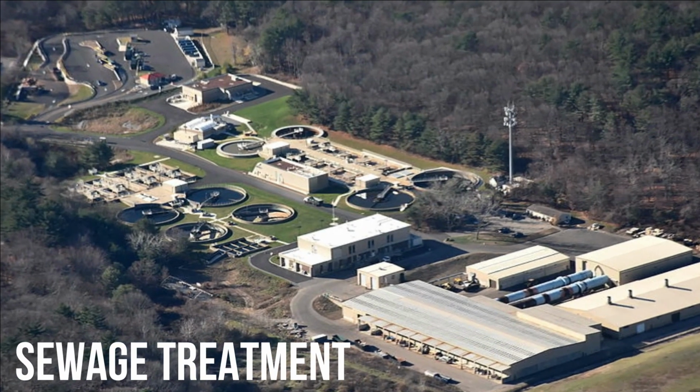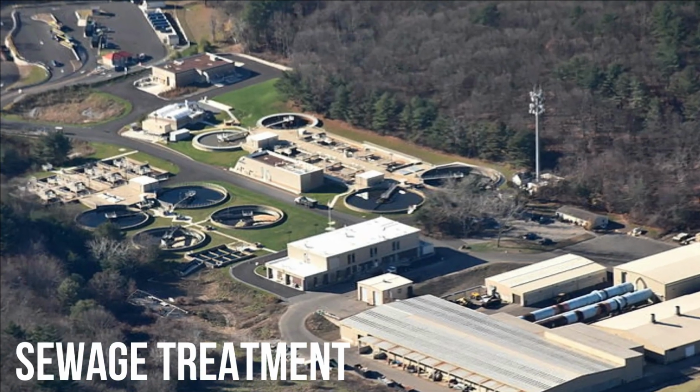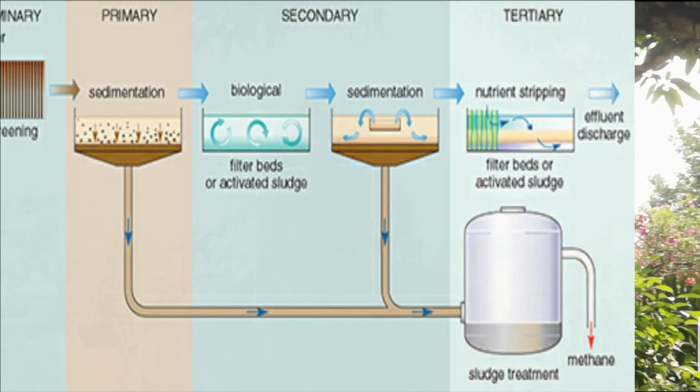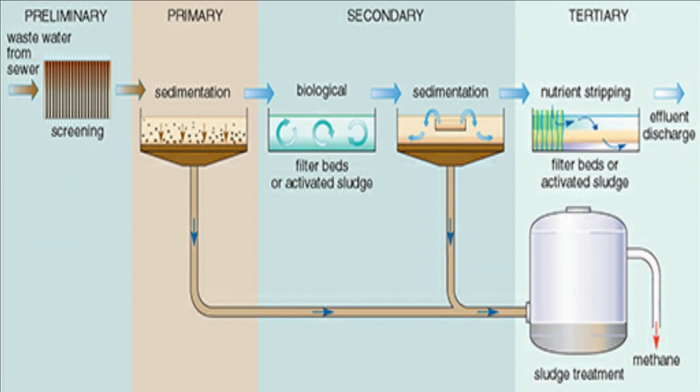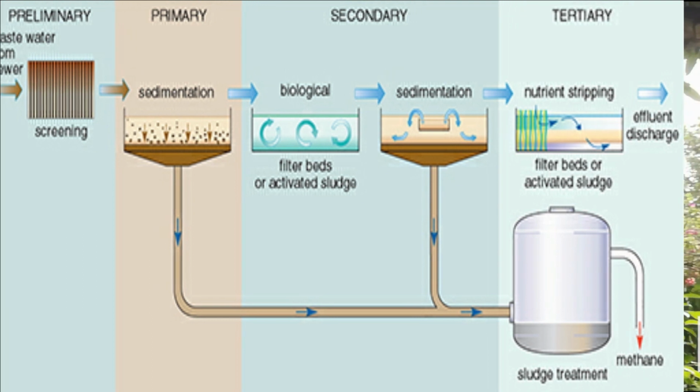Sewage treatment is a process of removing contaminants from wastewater and household sewage water. The principal objective is to allow human and industrial effluents to be disposed of without danger to human health or unacceptable damage to the natural environment. Sewage treatment generally involves three main stages called primary, secondary, and tertiary treatment.